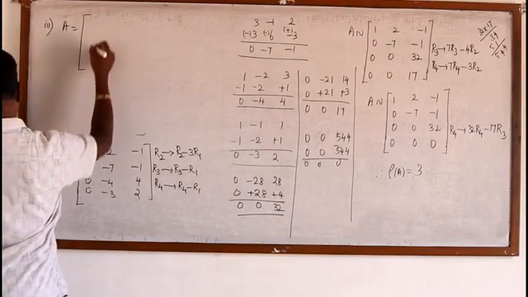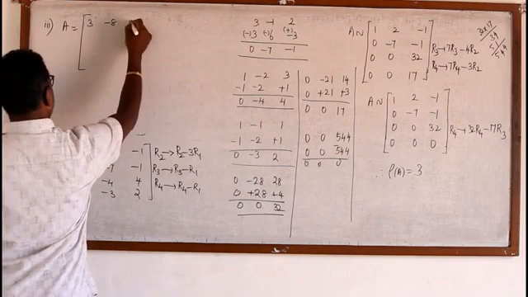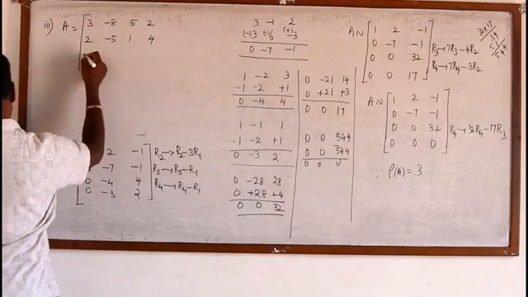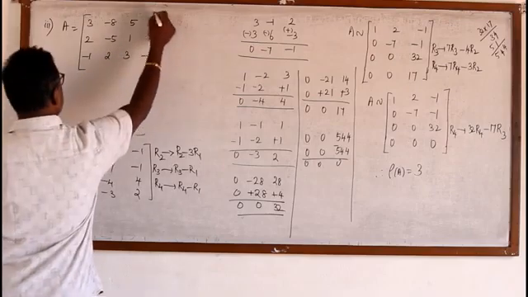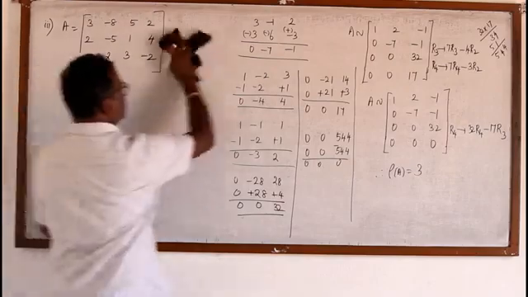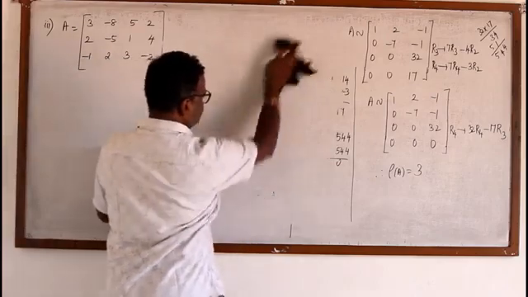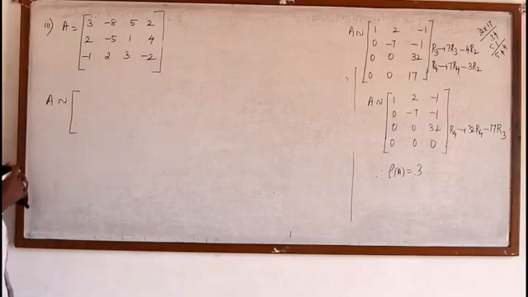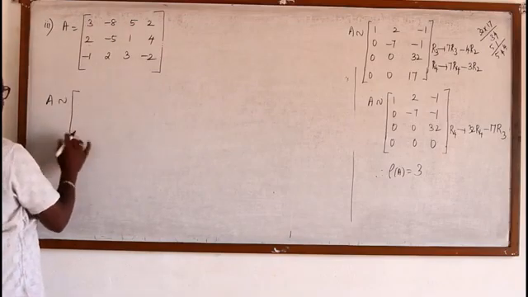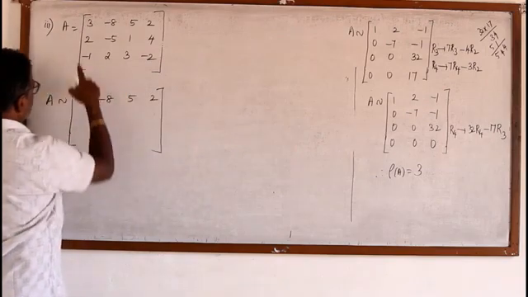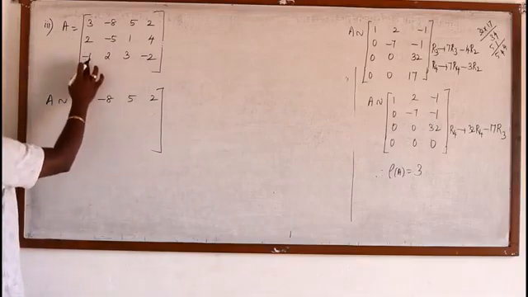A equal to 3 minus 8, 5, 2. 2 minus 5, 1, 4. Minus 1, 2, 3 minus 2. A is equal to, in the previous two problems we got the first row, first element to be 1. Here we don't have it. If it is not there, no need to keep anything. You can just keep it as 3 minus 8, 5, 2. In row 2, this number and this number must become 0, isn't it?